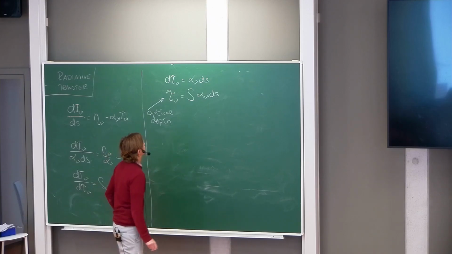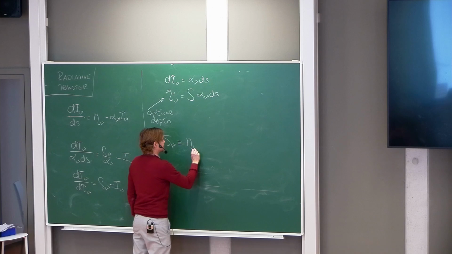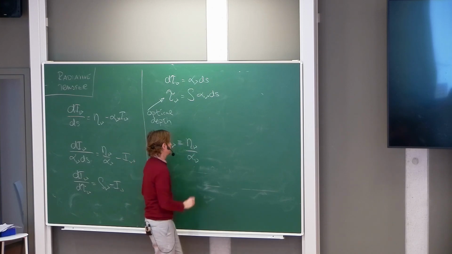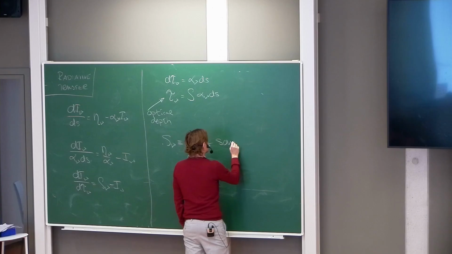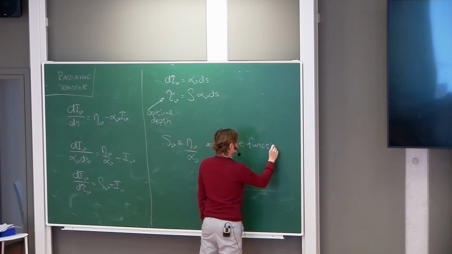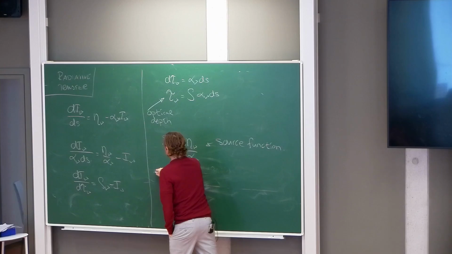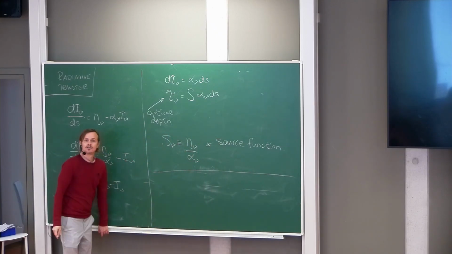Now the other quantity here is just defined as the ratio between the emission and extinction coefficient, and it is called the source function. Okay? Hopefully, at the end of today, it will be clear why.